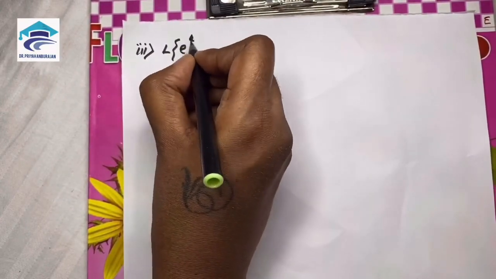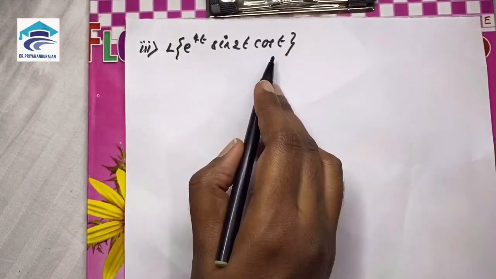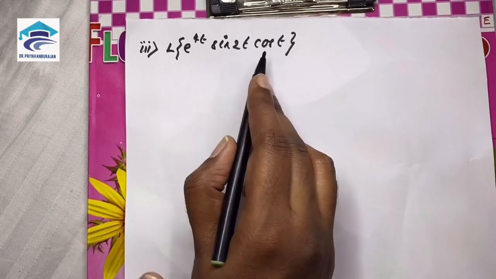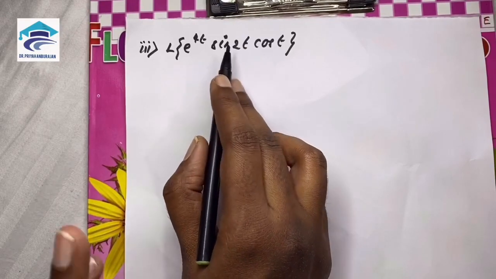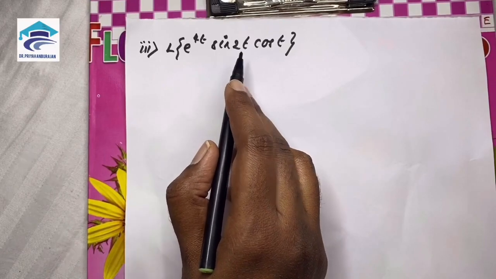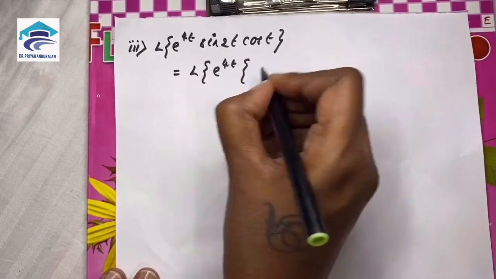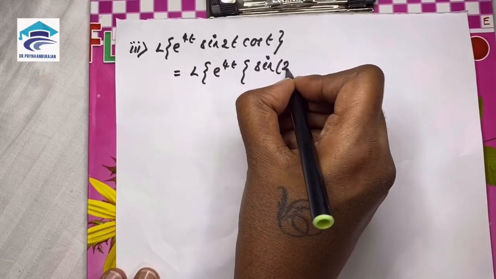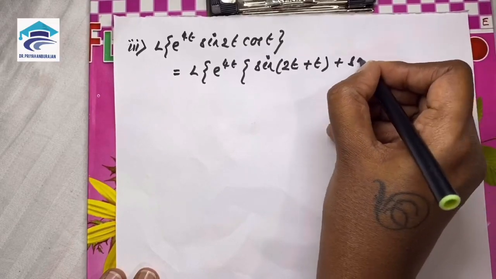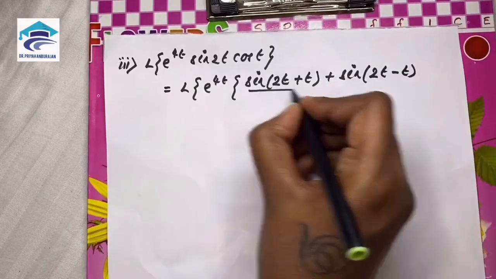L of e power 4t sin 2t cos t. So this is a sine and cos combination. So we have a trigonometric formula for this. What is the sine cos formula? If it is sin x cos y, it is 1 by 2 [sin of (x plus y) plus sin of (x minus y)]. So I am going to use that. This is equal to L of e power 4t, it is sine of x plus y. So x here is 2t, y here is t, plus sine of x minus y, so it is 2t minus t, by 2.